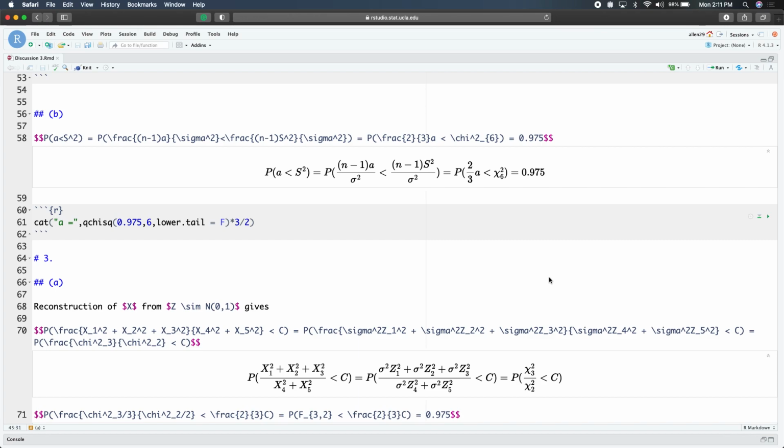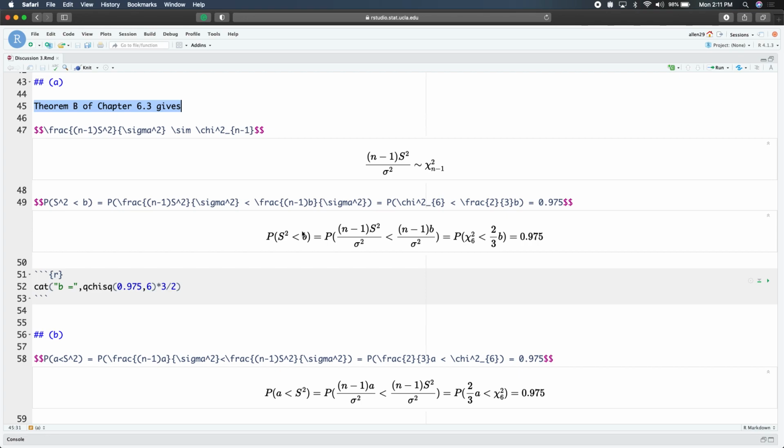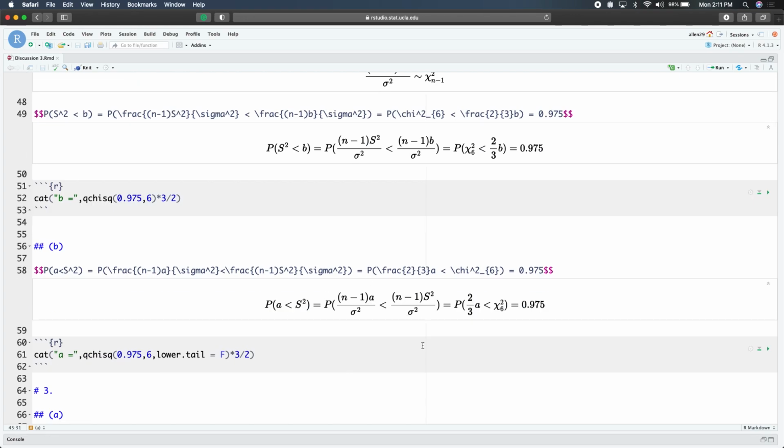And a similar idea for part B. Here we are looking for the lower bound, whereas before we were looking for the upper bound. Same transformation on both sides. Look up the chi-square table, solve for the quantile, and then solve for the particular constant here.